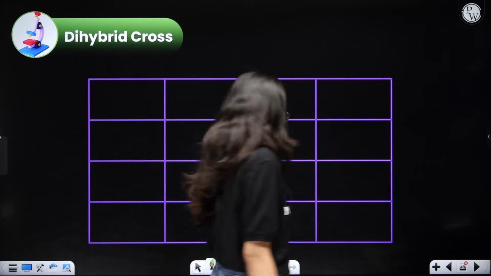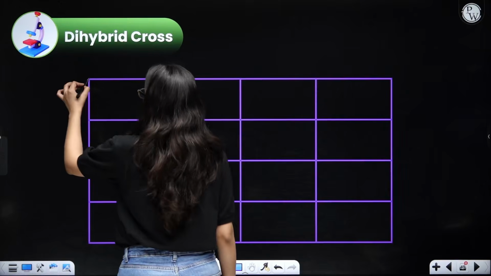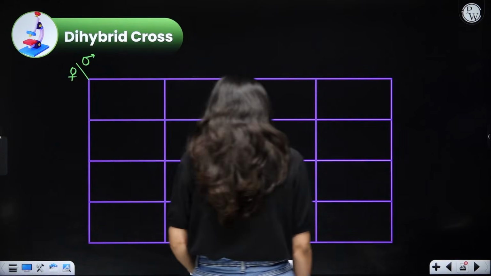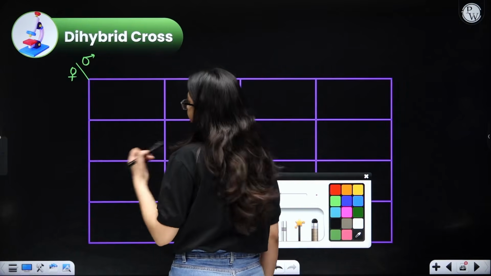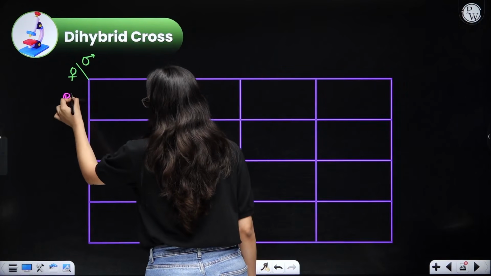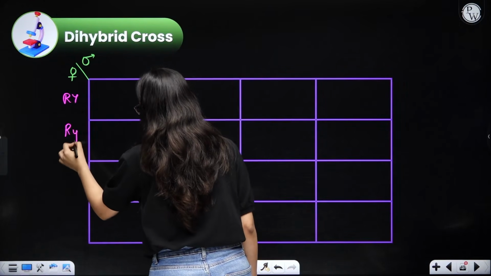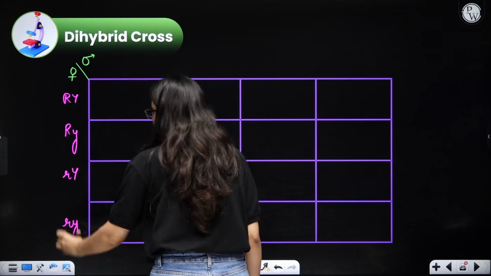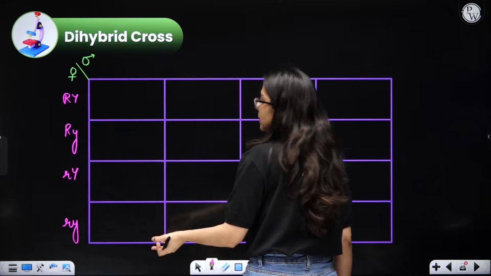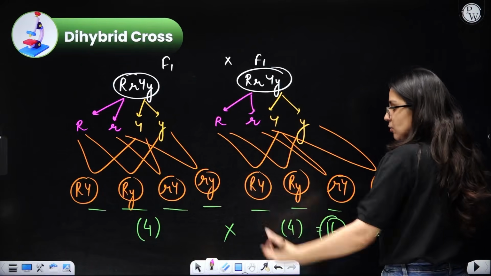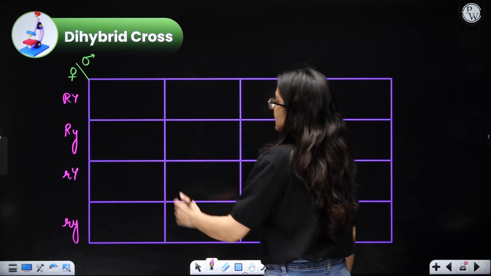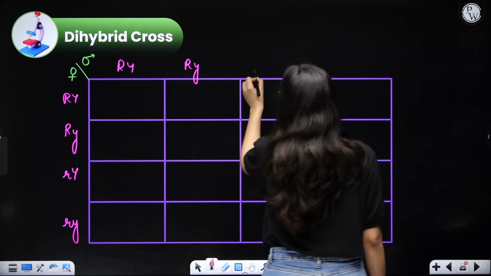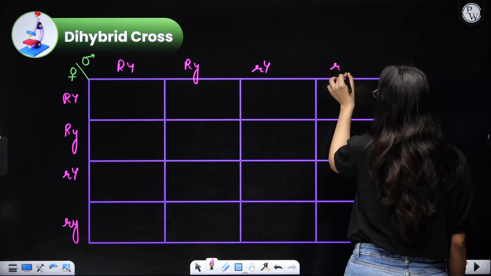Okay. Again, so over here you see 16 boxes are present. One we will write over here is the male gamete. Over here is the female gamete. Okay. Now let us mention the gametic combination. We had capital R, capital Y. We had capital R, small y. We had small r, capital Y. And we had small r, small y. These are the combination of the female, and the same combination of the male. Both of them are actually the same thing. So there is no confusion as such. Let us write again. Capital R, capital Y, capital R, small y, small r, capital Y, and small r, small y.